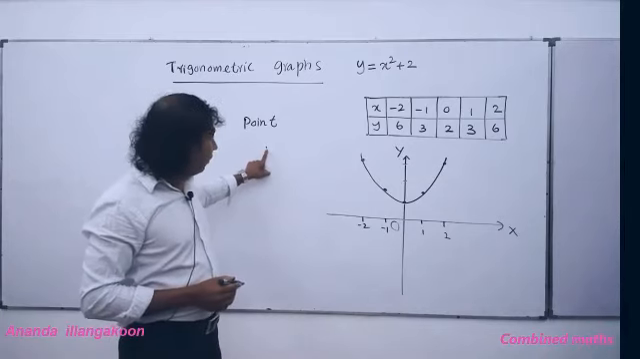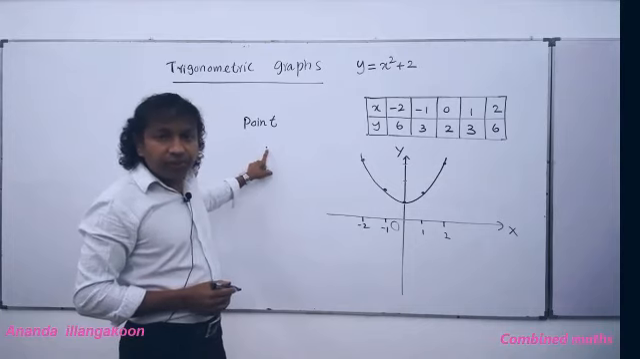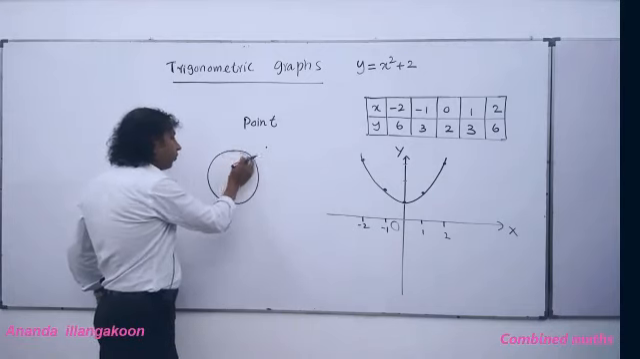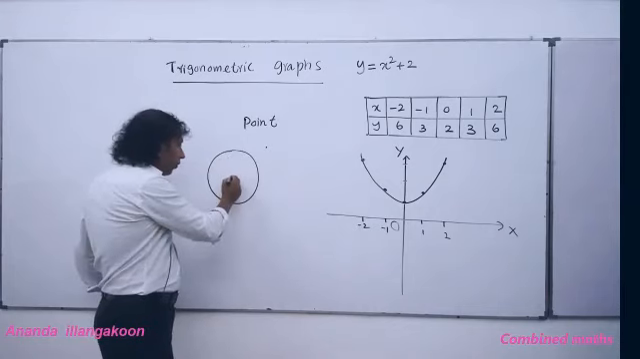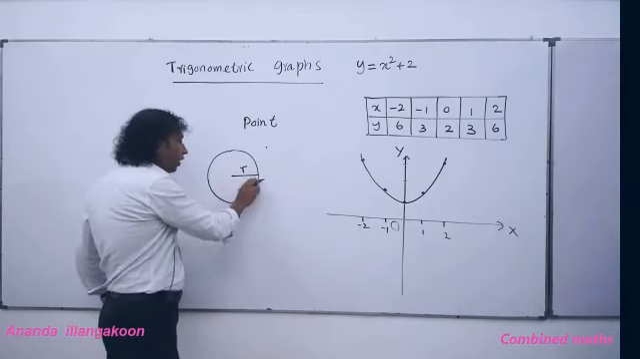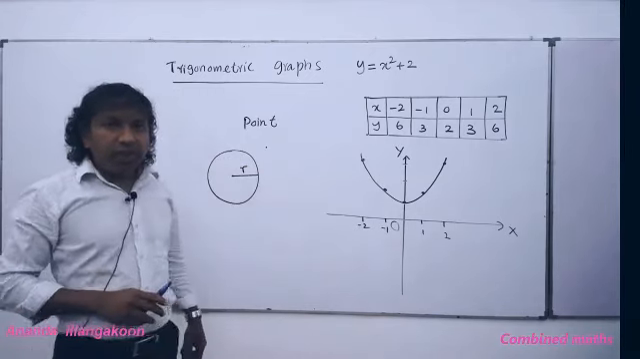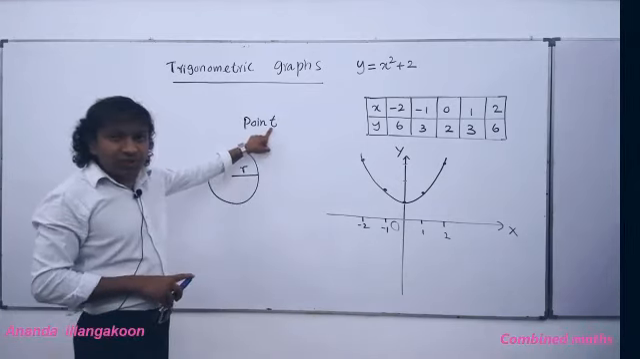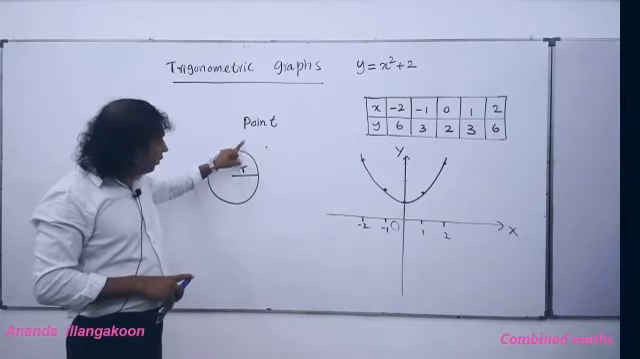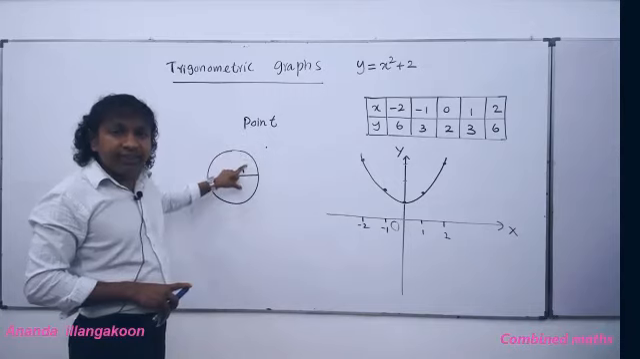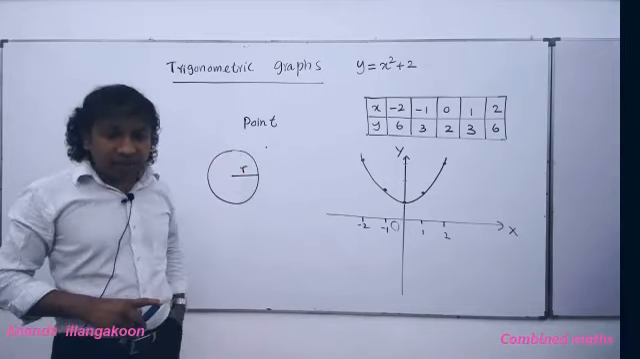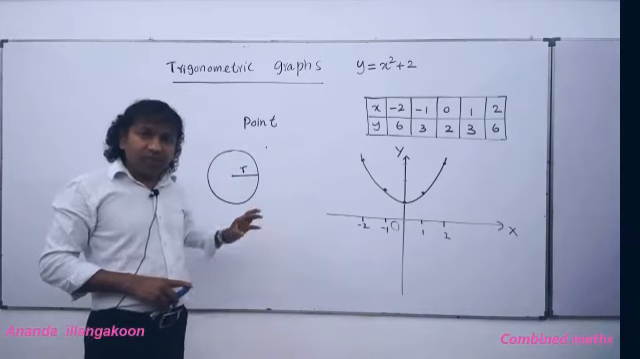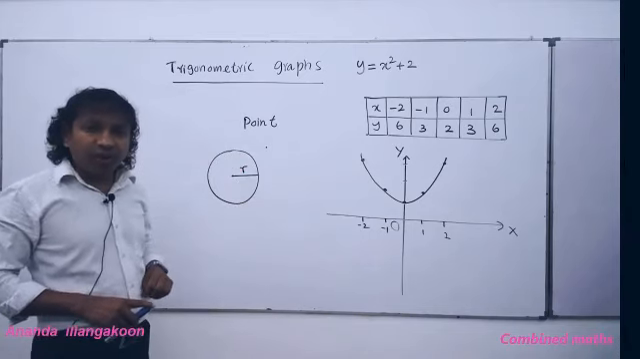People, this dot is really a circle. This is a circle. You know, a circle has a radius. This is called the radius. So the definition of a point is that a point is a circle, but its radius is zero. When the radius of a circle becomes zero, what we get is called a point.